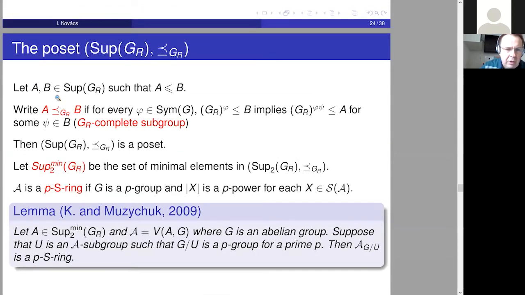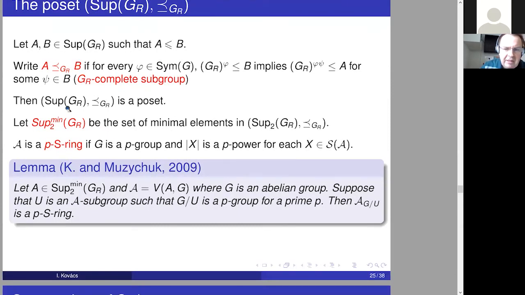And in connection with this, you can define the following relation. If you take two overgroups of G_R, then you can say that one is a G_R-complete subgroup of the other if, for any permutation f, whenever G_R^f is conjugated in B, then it can be conjugated inside A using some element of B. Then this relation gives you a poset, and clearly for the G_R transjugate property, you have to look at the minimal elements of the poset. Because we are interested in 2-closed groups, we also sometimes look at the minimal elements in the poset of 2-closed groups.